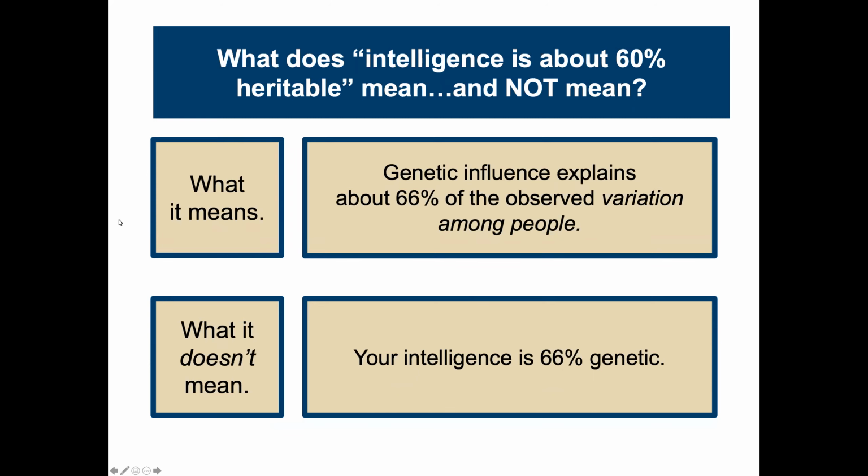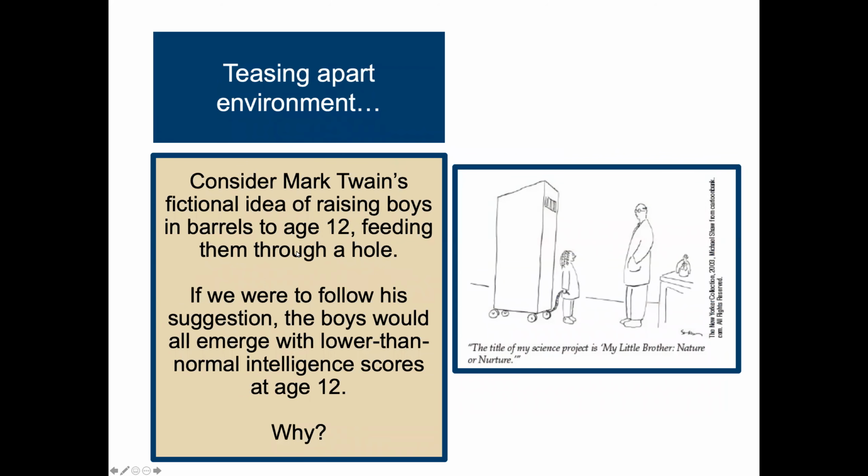What it means is that genetic influence explains about 66% of the observed variation among people. So we're talking about groups. We're not talking about you individually when we're using these heritability estimates. This is a discussion about different groups, not about you individually. What it doesn't mean is that your intelligence is about 66% genetic, no matter what you want to tell your parents. Okay. Teasing apart environment.